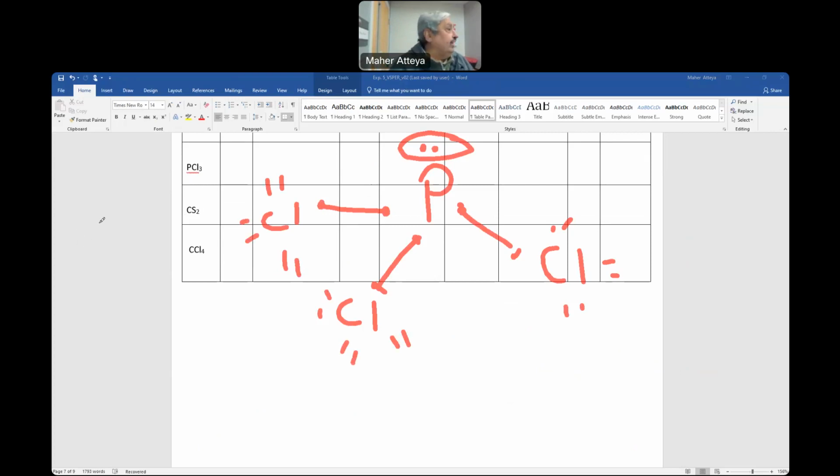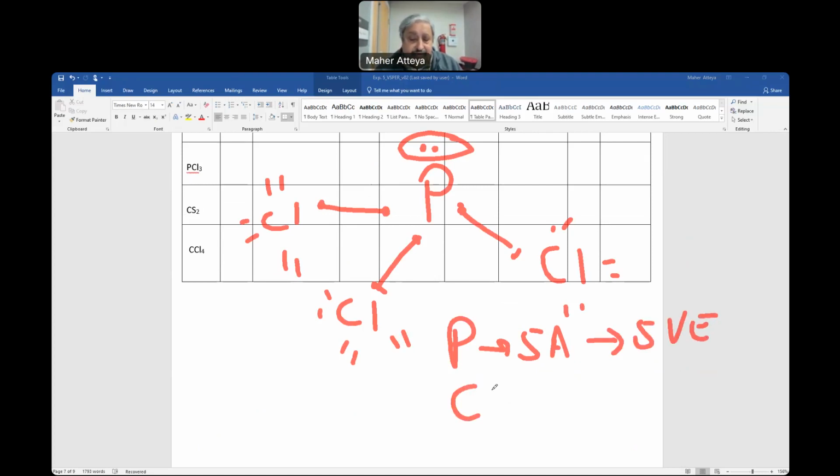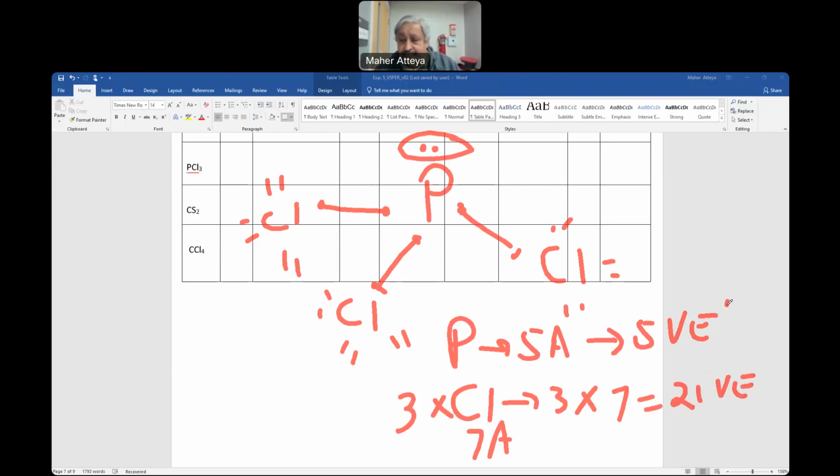our total VE. What's the total VEs? Phosphorus in 5A. So it has 5 VEs, valence electrons, correct? Chlorine, 3 of them, and this is 7A, by the way, multiplied by 7. So this is 21 VEs. So total how many? 26. Thank you. 26 VEs.